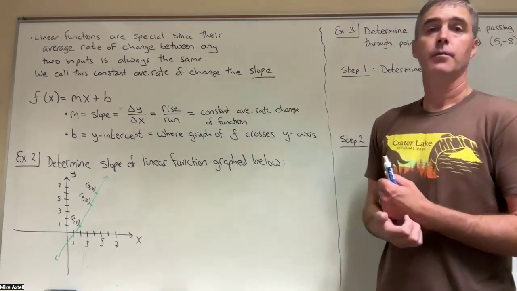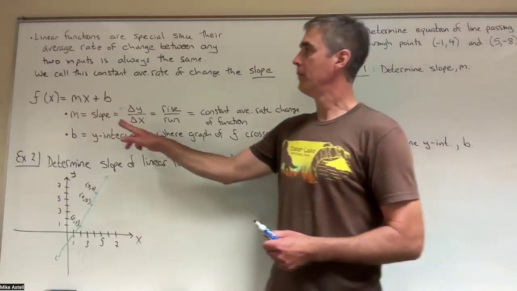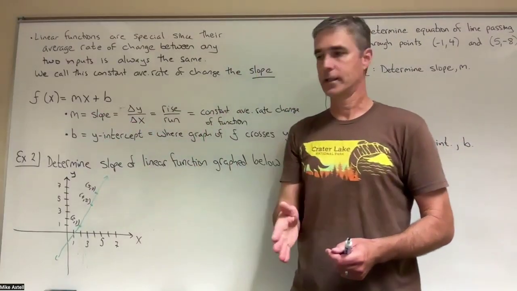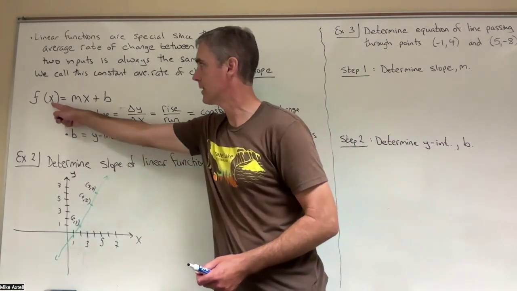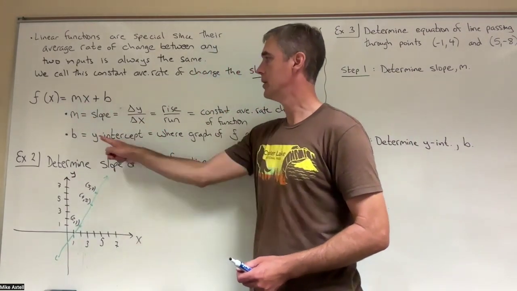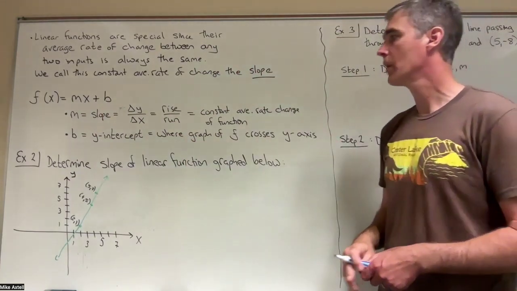The b also has great meaning. It's the y-intercept. To be on the y-axis, my x value is 0. So if I plug in x equals 0, I get b. So b is the y-intercept. It's where the graph of the function hits the y-axis.